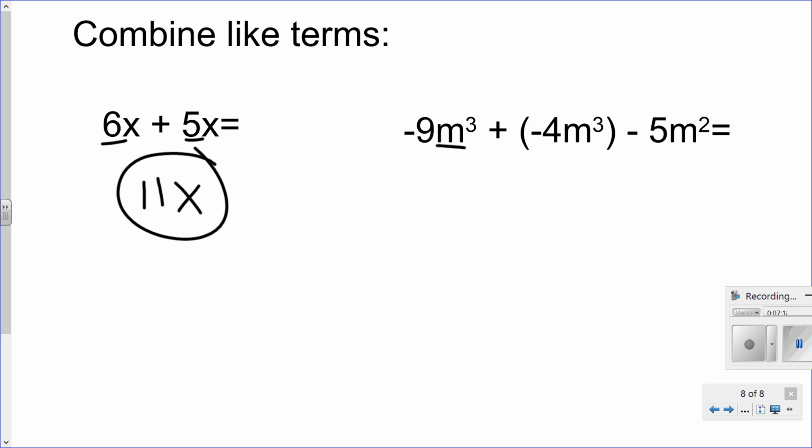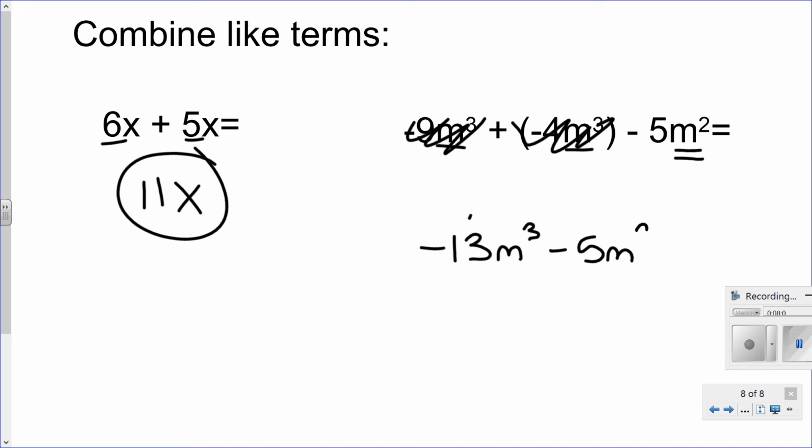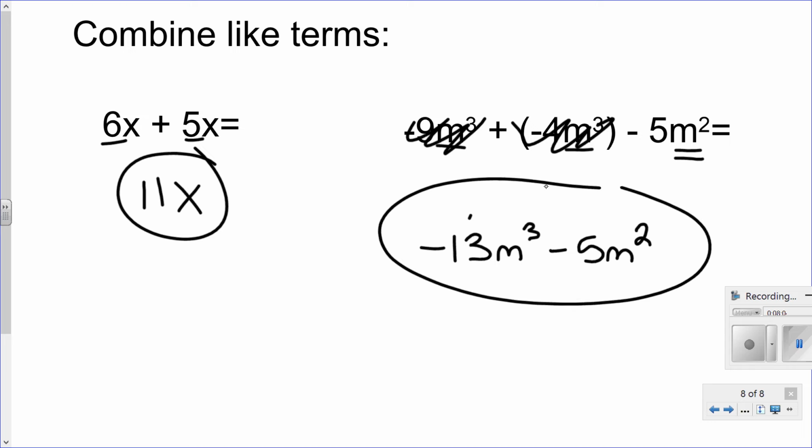Over here, notice I have m cubed and m squared. So since I have an m squared, I'm going to underline it twice. And this can help you group like terms. So I have negative 9m cubed plus negative 4m cubed. Those two are like terms, so I can combine those. Negative 9 plus negative 4 is negative 13. And then m cubed. And if it helps when you're doing problems like this, cross them out when you're done. So negative 9m cubed plus negative 4m cubed is negative 13m cubed. And then because I can't combine m squared with m cubed, I just bring the minus 5m squared down, and then it stays separated.